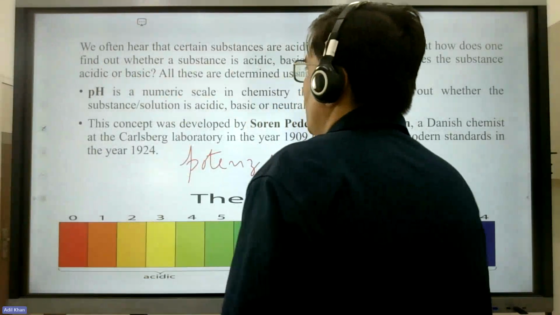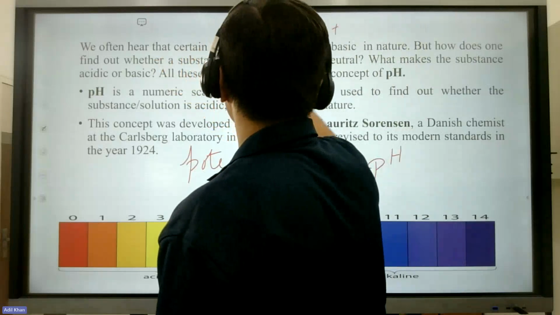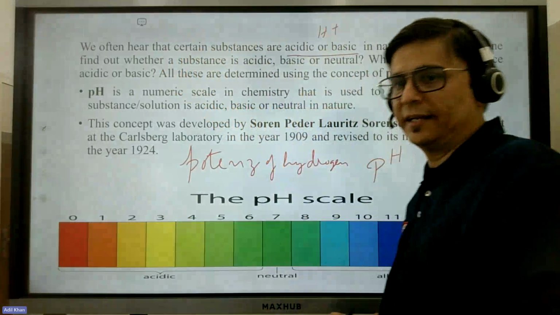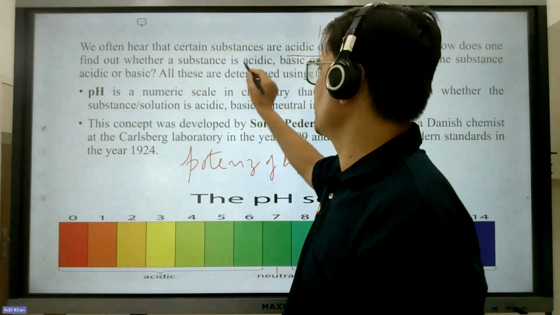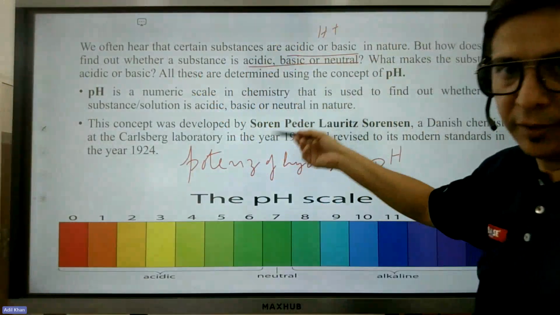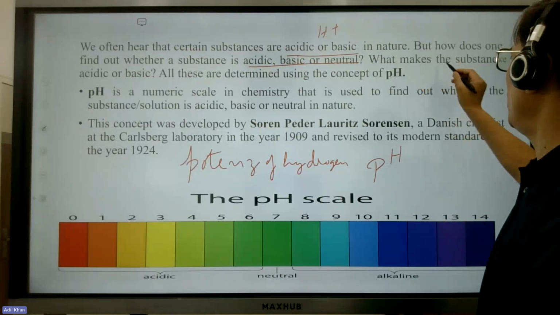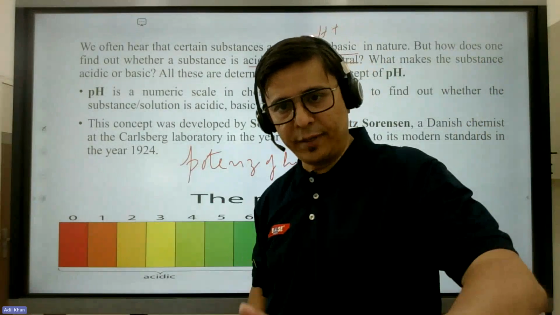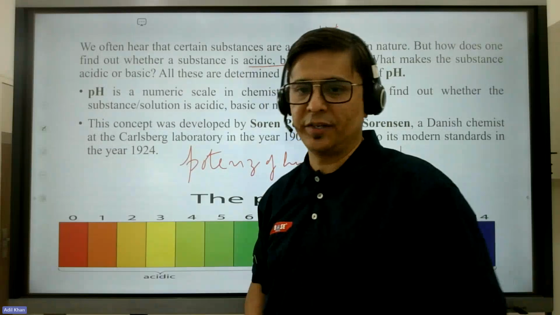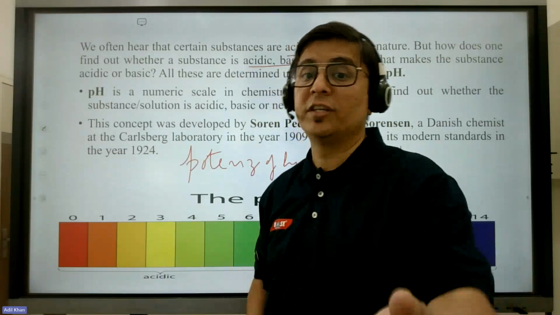So what is pH? We often hear that certain substances are acidic or basic in nature. But how does one find out whether a substance is acidic, basic or neutral? That is pH 7 for neutral. What makes a substance acidic or basic? You know, presence of H plus is acidic, presence of OH minus is basic. Now, how to find out which is acidic or basic?